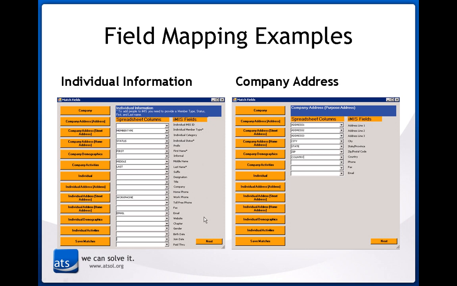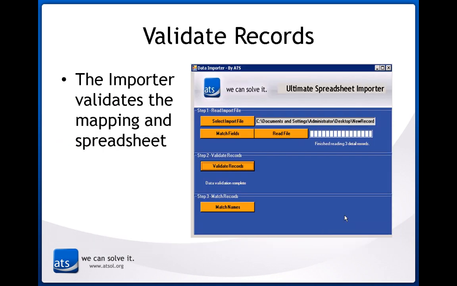The column on the left is individual, where we've mapped member type, status, first name, middle name, last name, work phone, and email. And on the right we have a company address example showing the address fields including city, state, zip, and country. The importer validates mapping between the spreadsheet and iMIS.